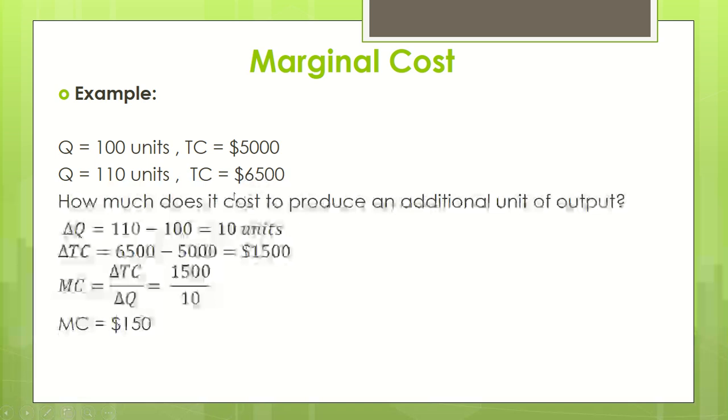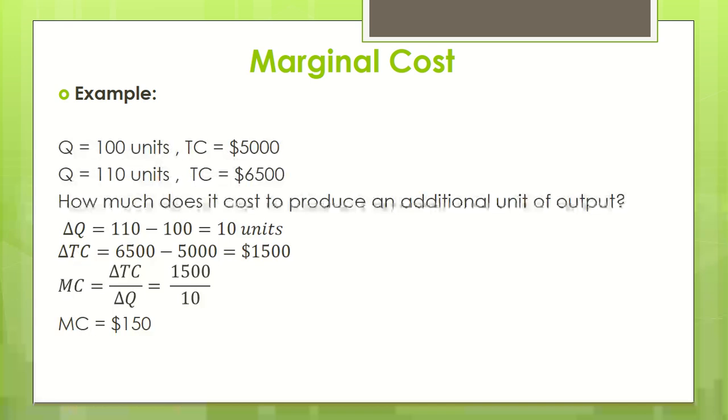Now the question is, how much does it cost to produce an additional unit of output? So the first step is we have to calculate the delta Q, that is the change in quantity of output. So that will be 110 minus 100 units, which is equal to 10 units. So the change in quantity of output is 10 units. And step 2 is we have to calculate the change in total cost, that is $6,500 minus $5,000. So the answer is $1,500. That means this amount, $1,500, is the change in total cost.